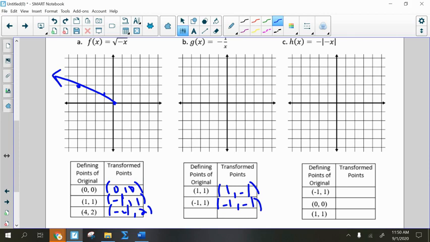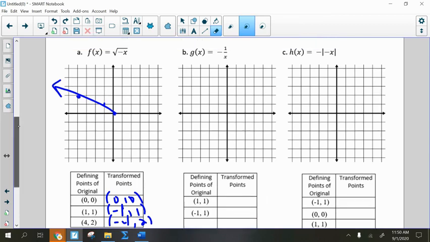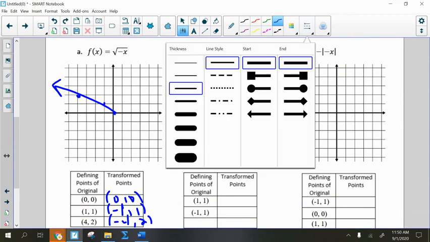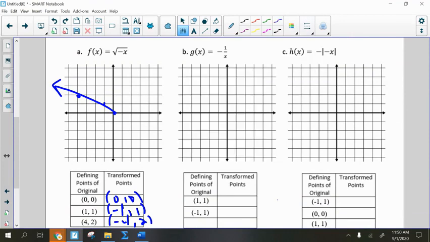Well, that's not so great because those original points are wrong. So let me erase these. Okay, so the original graph of 1 over x, maybe this is a good time to actually draw the original, has defining points of 1, 1, negative 1, negative 1. So let's cross this one off. And then the graph goes something like this. This is the original.